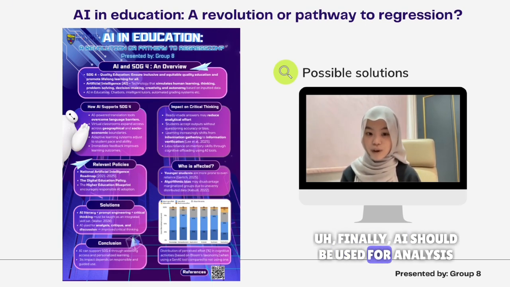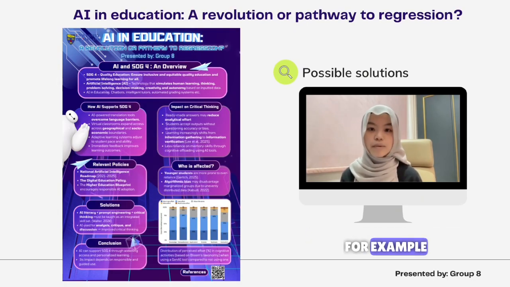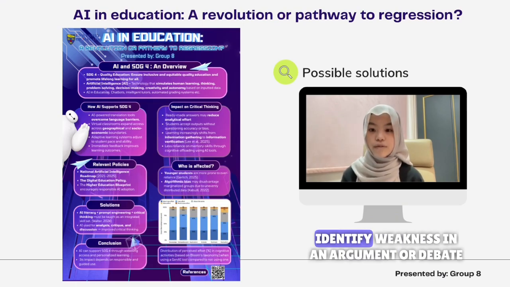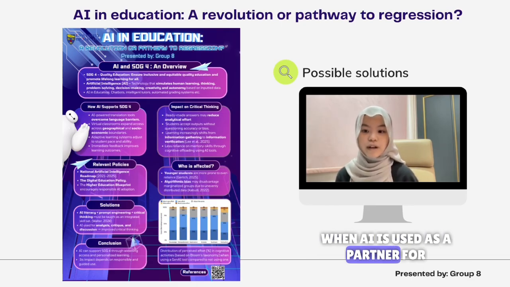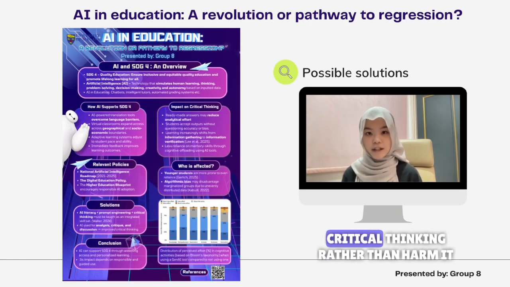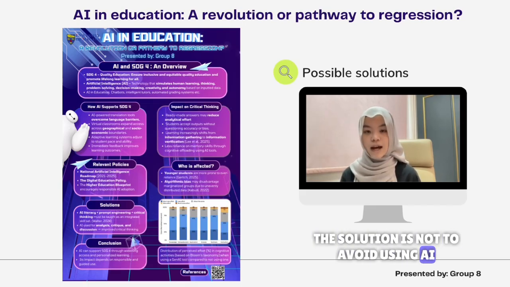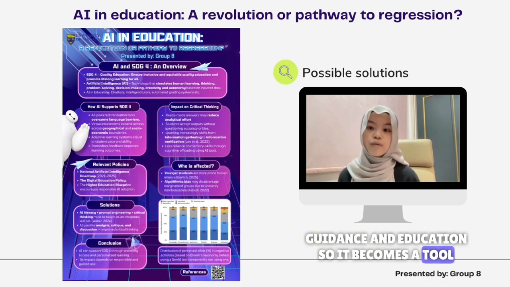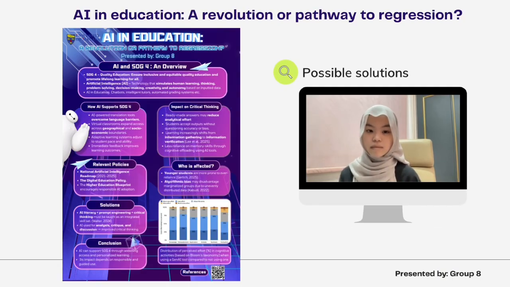Finally, AI should be used for analysis, critique, and discussion, not just for producing final answers. For example, students can ask AI to present multiple perspectives on an issue, identify weaknesses in an argument, or debate different solutions. When AI is used as a partner for questioning and reflection, research shows it can actually improve critical thinking rather than harm it. So overall, the solution is not to avoid using AI, but to use it intentionally with guidance and education, so it becomes a tool for developing our critical thinking rather than replacing it.